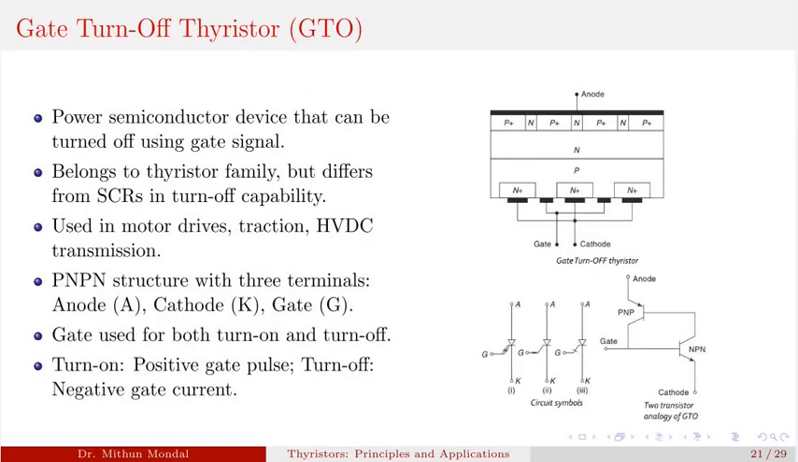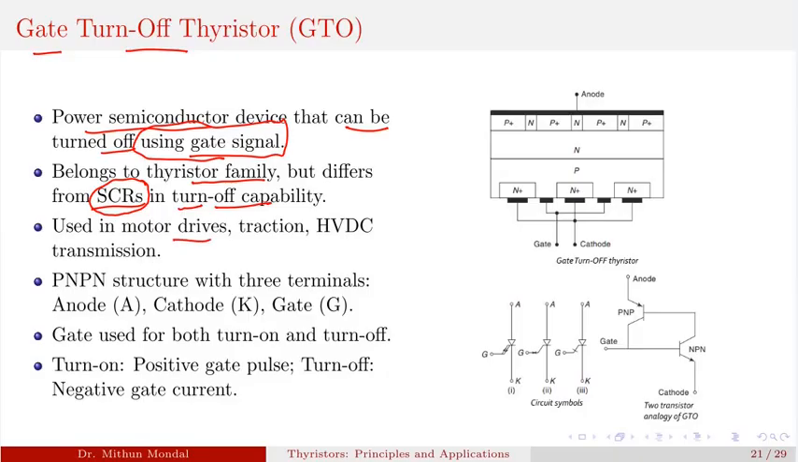The other family now is basically the gate turn off thyristor, which is a GTO. This is a power semiconductor device that can be turned off using a gate signal. So the gate signal is used not only to turn on, but to turn off also. So that is the name it is given as GTO. These belong to the thyristor families and differ from SCR in turn-off capability. Remember, in SCR, the gate is used only to turn on the SCR, but here in GTO, the gate is also used to turn off the SCR.